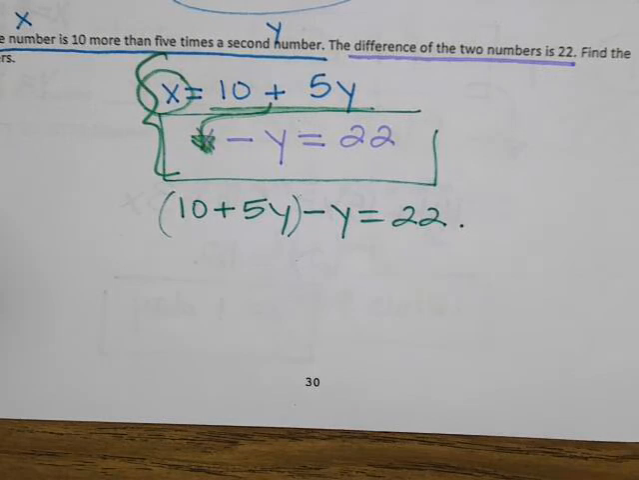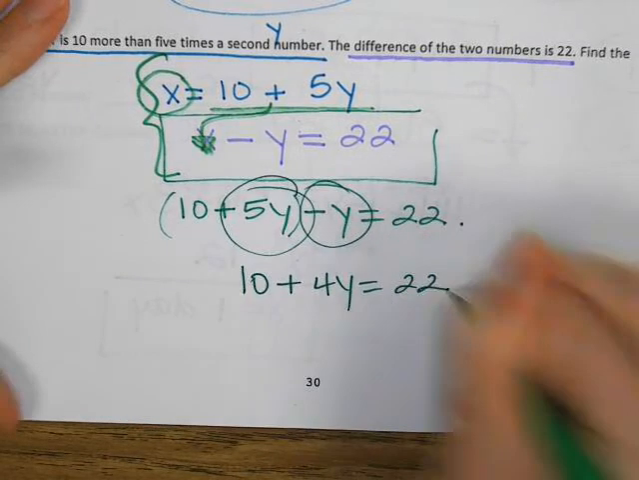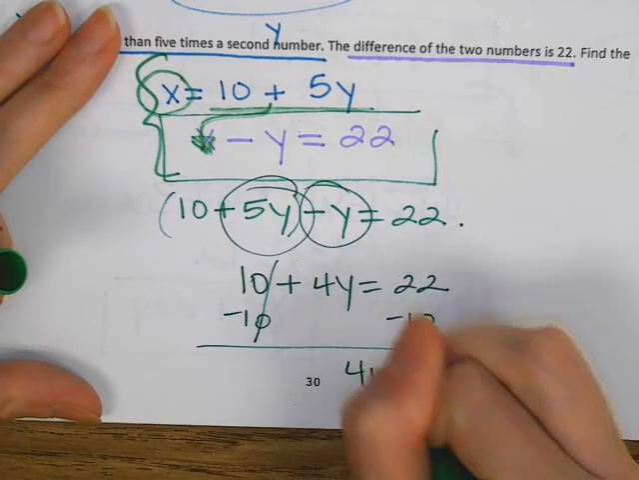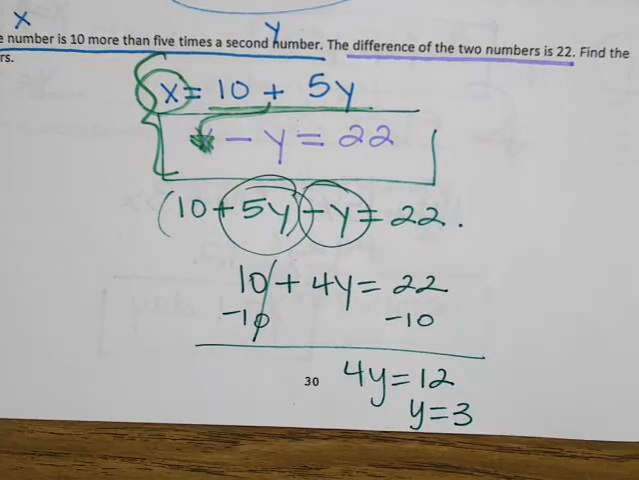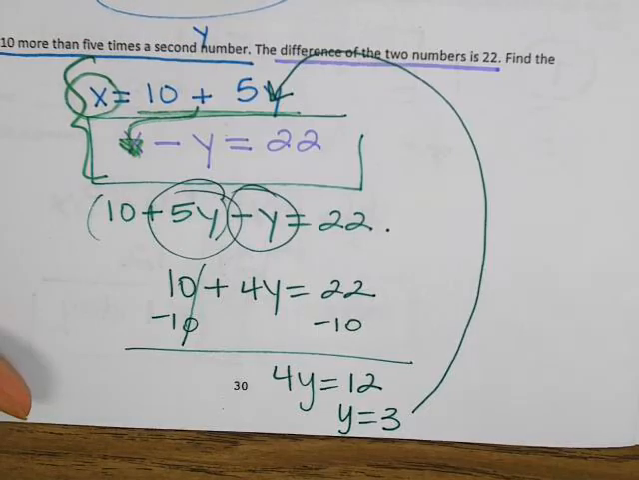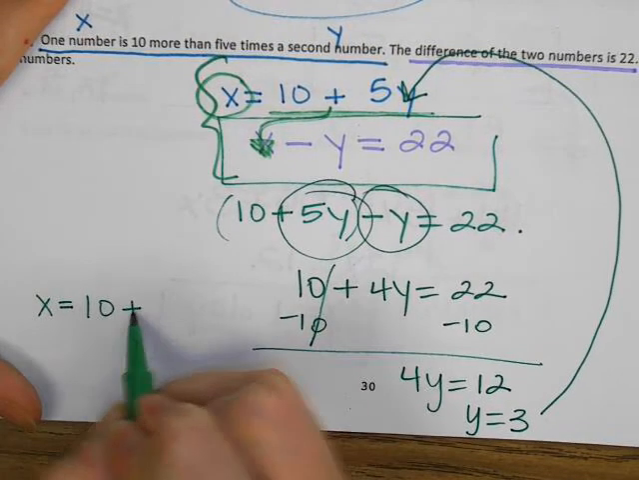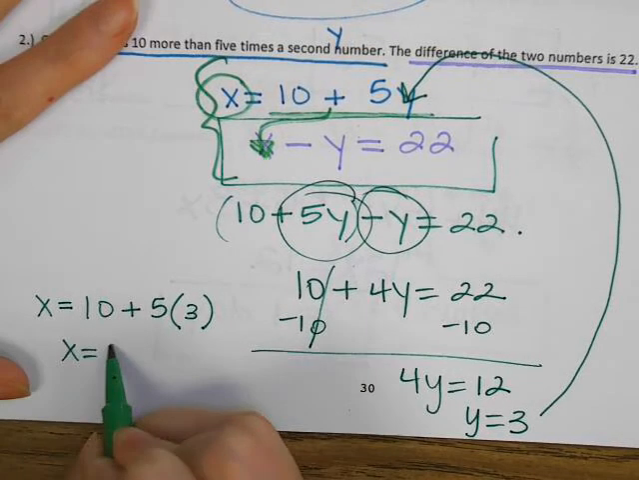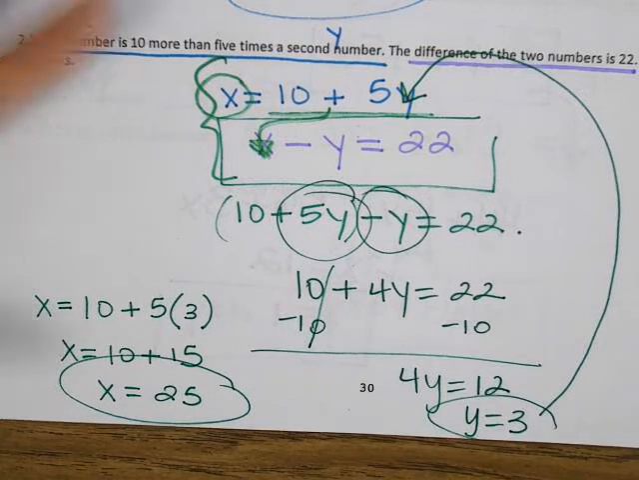All right, let's solve. Add like terms. So we have 10 plus 4y equals 22. And then minus 10, minus 10. You get 4y equals 12. So then divide by 4, y is 3. And then we're going to take that and plug it back into y and get x. So x is going to be 10 plus 5 times y, y is 3. So that means x is going to be 10 plus 15, which means x is going to be 25. So we got 25 and 3.